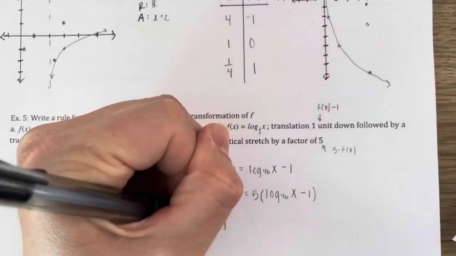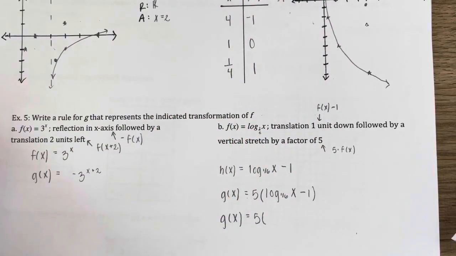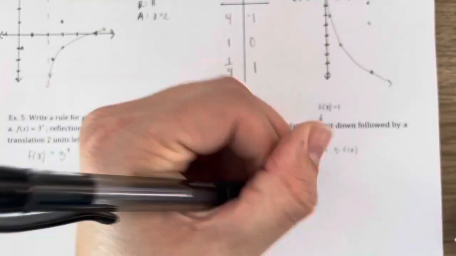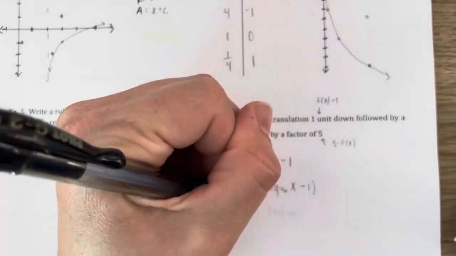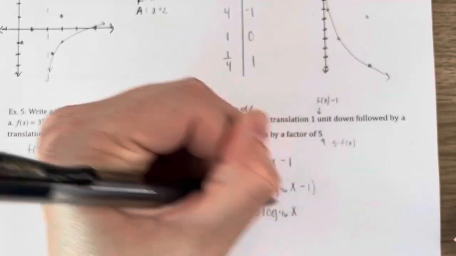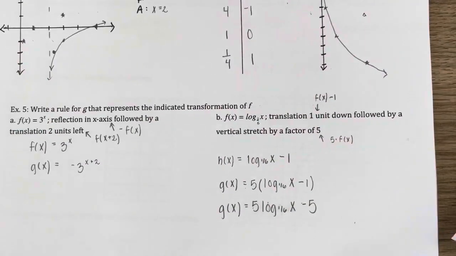So it ends up with g of x equals 5 times log base 1/6 of x. Anyways, 5 times log base 1/6 of x becomes 5 log base 1/6 of x, and then 5 times -1 becomes -5. So g of x equals 5 times log base 1/6 of x minus 5.